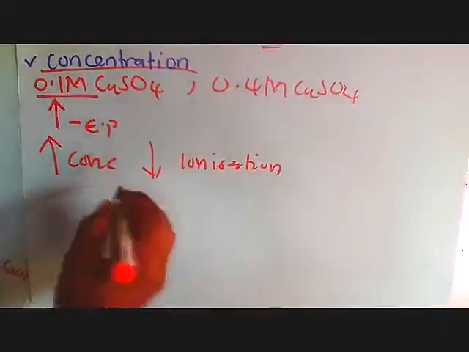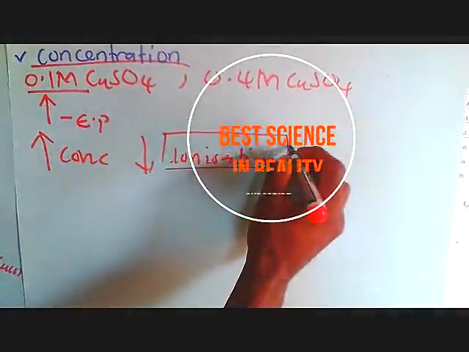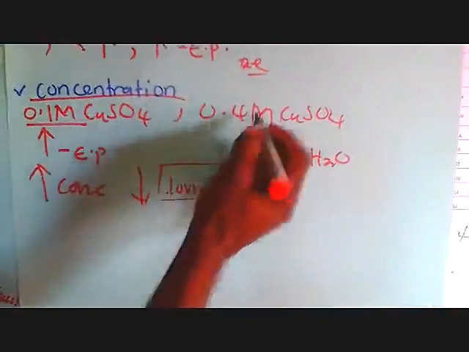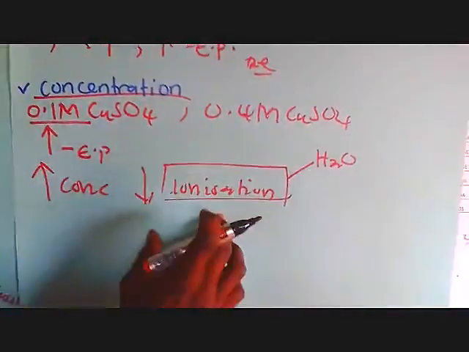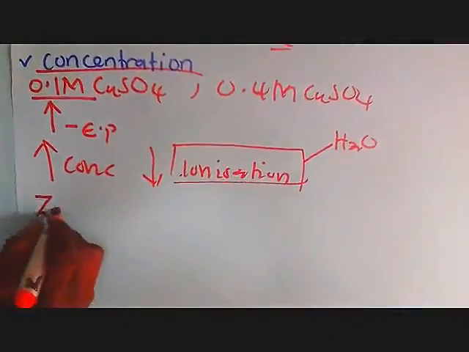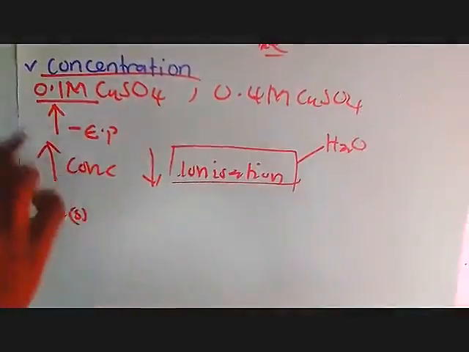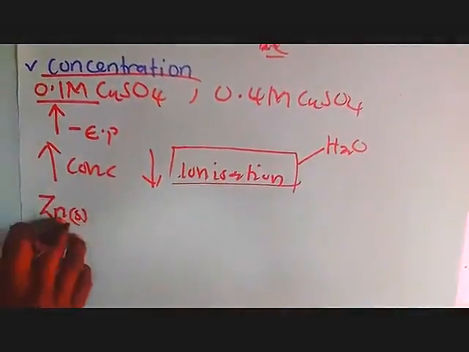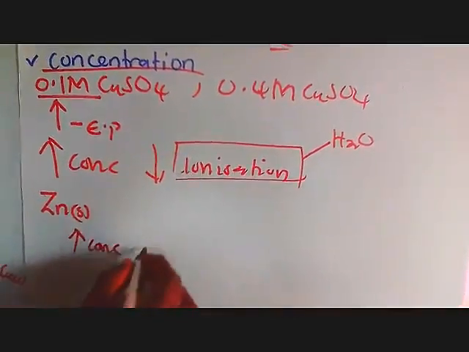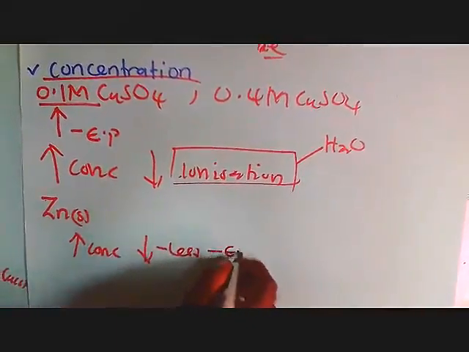So when ionization decreases, it means there is some influence, and the influence comes from water. Remember, when you have a more concentrated solution, the solution contains little water. And when there is little water, the solid, let me say zinc, will not ionize, because there is little water which can react with this zinc to dissolve it. So we can conclude that the higher the concentration, the less negative the electrode potential.